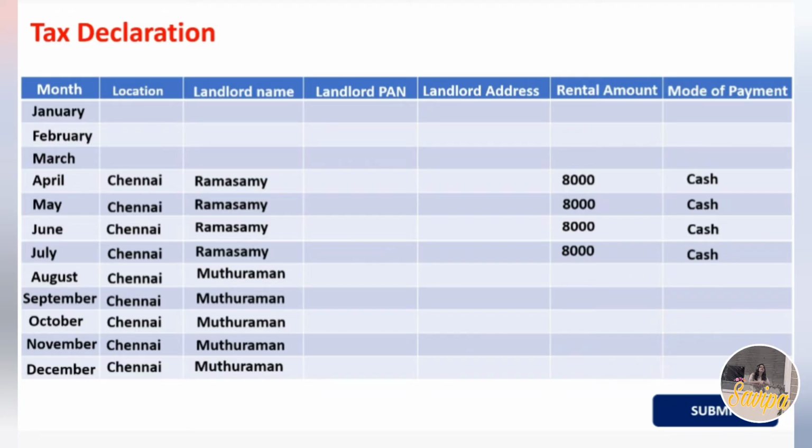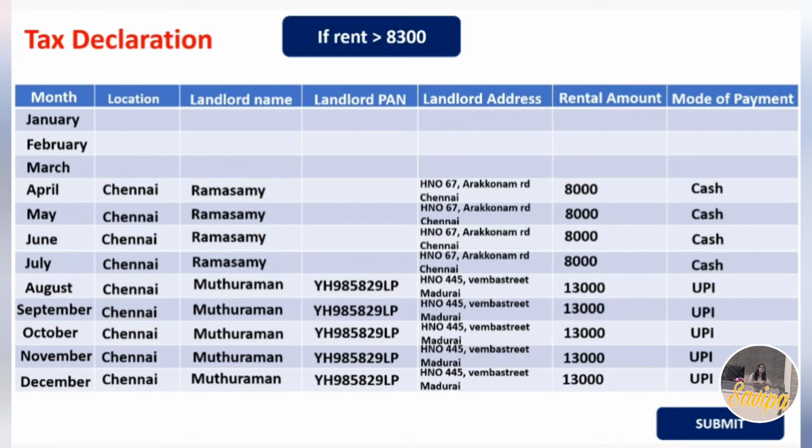Now later, from August I moved to a big house, and that rent is 13,000, let us assume. I paid through UPI, because this landlord's permanent address is in Madurai. I cannot go every month and pay, right? That's why I have chosen the mode of payment as UPI. Here you are getting the points, right? You have to write these things: what mode of payment you used, what the details of the landlord are, and where they are staying. Here you have to fill in the landlord address as well.